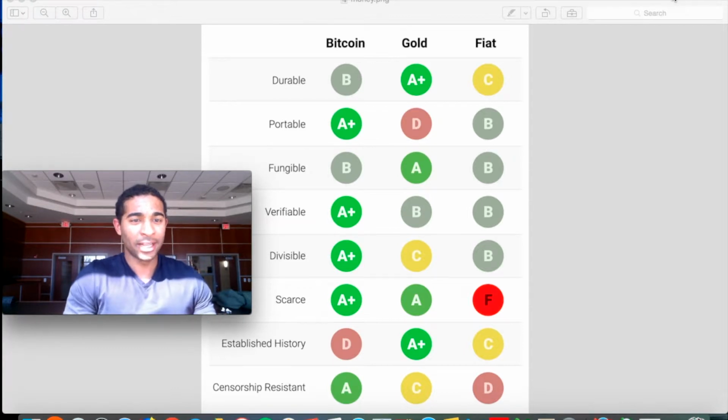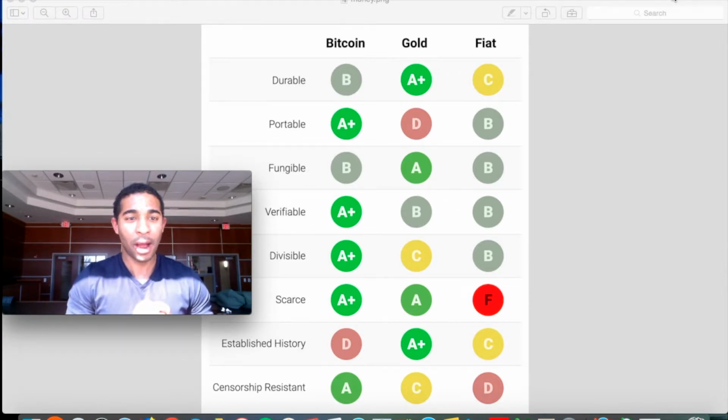It kind of depends on the institution that's issuing the currency, but here in the United States, you have pennies, you have dimes, all of this change and coinage helps divide up a dollar, so it gets a grade of a B. Now let's move on to scarcity.